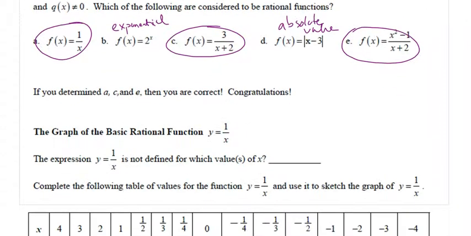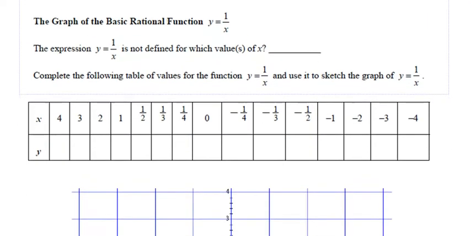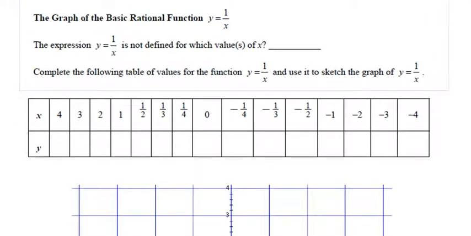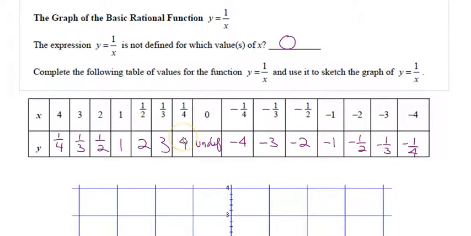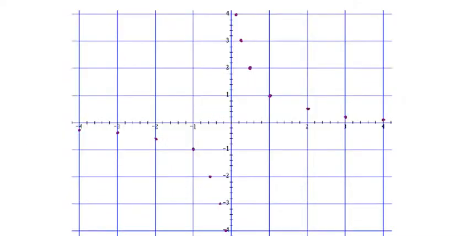So we're going to start out with something. Let's see what this looks like. The expression y equals 1 over x is not defined for which values of x? 0. Complete the following table of values for the function y equals 1 over x and use it to sketch the graph of y equals 1 over x. Okay, so you can do that. I can pause this. So here's the table filled in, and you can look at that, and now we're going to graph this. So I'm going to pause again.